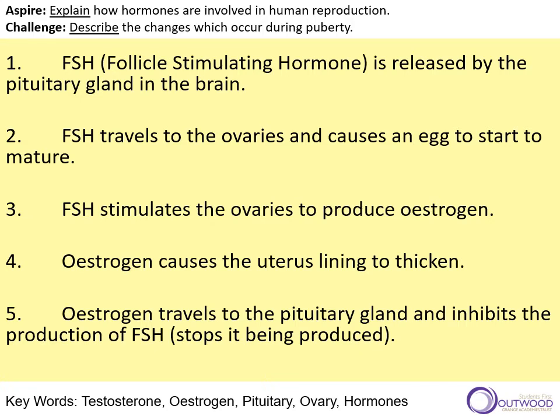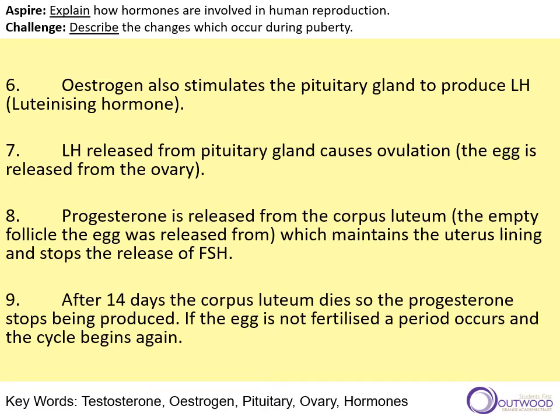So that's points 1 to 5. Let us go through points 6 to 9. So what does 6? Estrogen also stimulates the pituitary gland to produce LH. So that's a different hormone called luteinizing hormone. So estrogen stimulates the pituitary gland to produce LH. LH released from the pituitary gland causes ovulation. The egg is released from the ovary. So that's point 7.